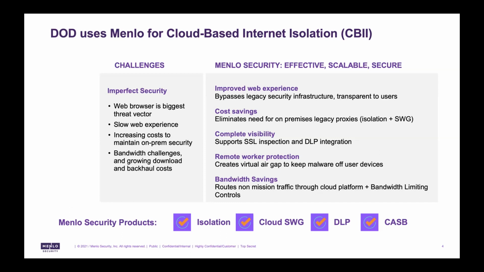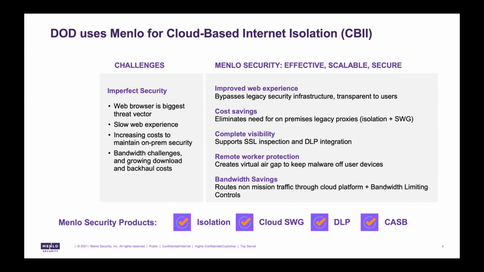So Menlo Security's approach was to deliver an effective, scalable, and secure model to do this that would improve agility while not compromising security. And so we were able to deliver this with our CBII win. We allow customers in the DoD, a wide range of agencies, to have an improved web experience. It reduces cost by eliminating the need for a variety of legacy proxy functionality that might be on-prem. And it gives comprehensive visibility, such as inspecting SSL traffic, providing DLP integration to protect sensitive data. And it creates this virtual air gap to keep malware off user devices.